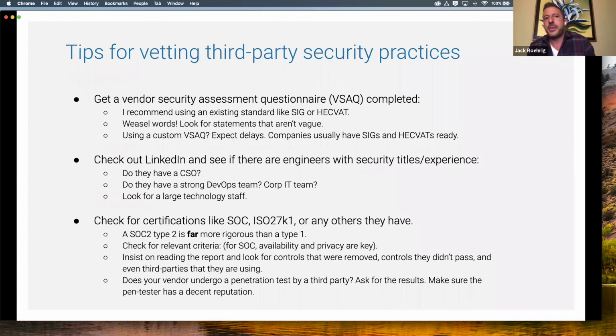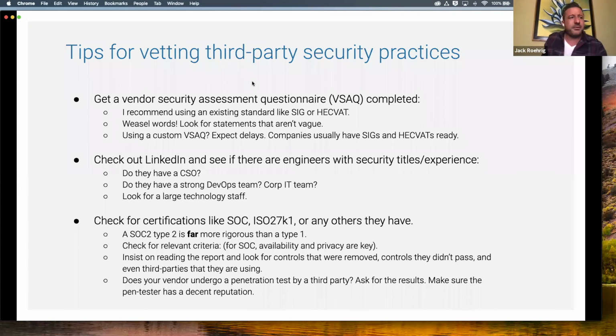So this is some tips. Get that VSAQ, Vendor Security Assessment Questionnaire. And I just request, hey, do you have a SIG-Lite? Do you have a HECVAT? Something they've already completed. I'm not going to give them my own security questionnaire.